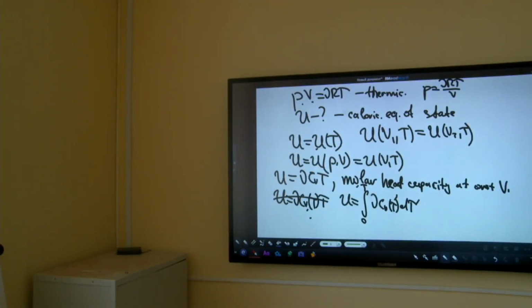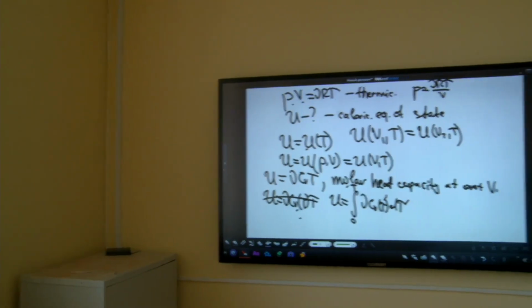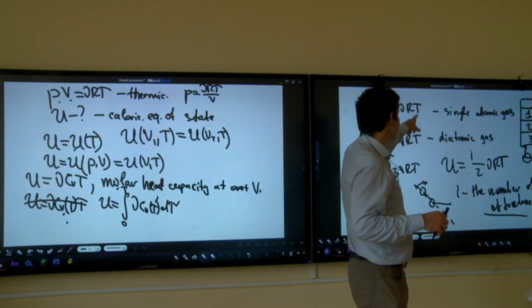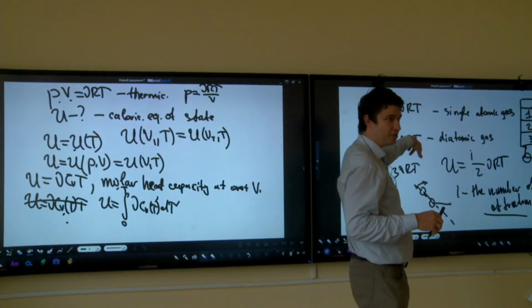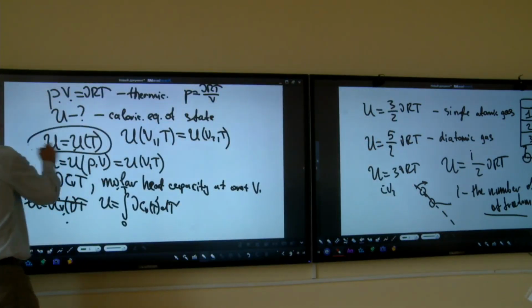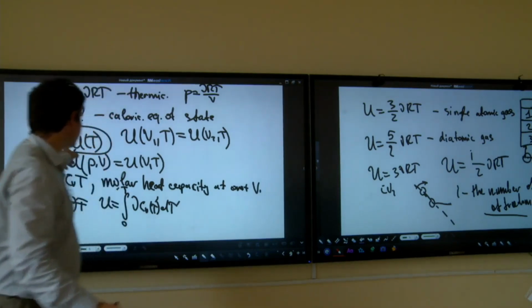Yeah, so in here, everything depends only on temperature. When you have a fixed amount of gas, here I have the simplest type of relationship: it's proportional to temperature. But in the general case, for ideal gas, this is valid.